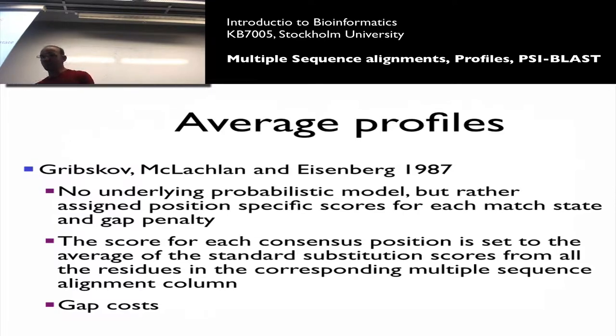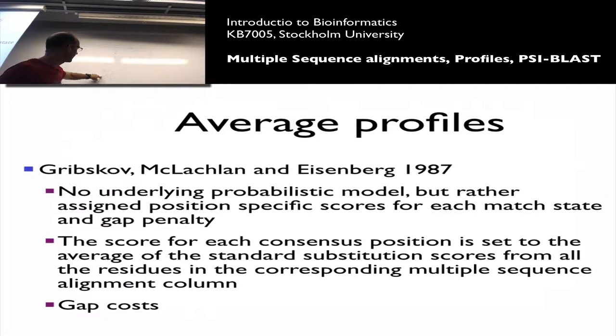I'll just go through one of these methods a little bit, how you do this. It was introduced a long time ago, in '87, by Gribskov, McLachlan and Eisenberg. Well, it doesn't really have a probabilistic model. Later methods have a much better probabilistic model than this. It's a bit more heuristic, but it works quite well. Basically, the score for each position is set to the average of the standard substitution score from all the residues in the corresponding multiple sequence alignment column.